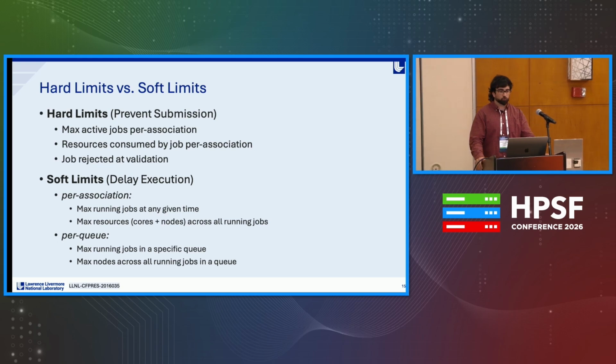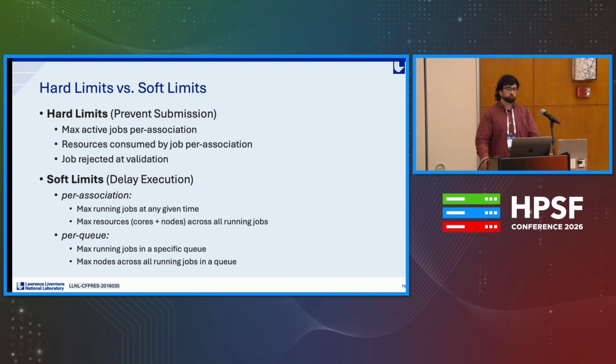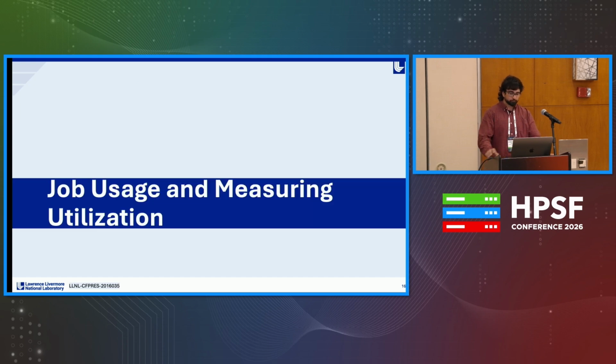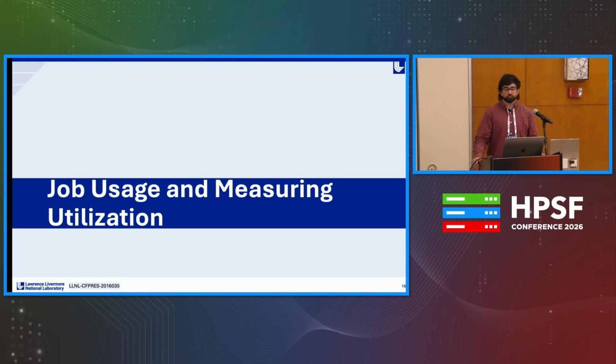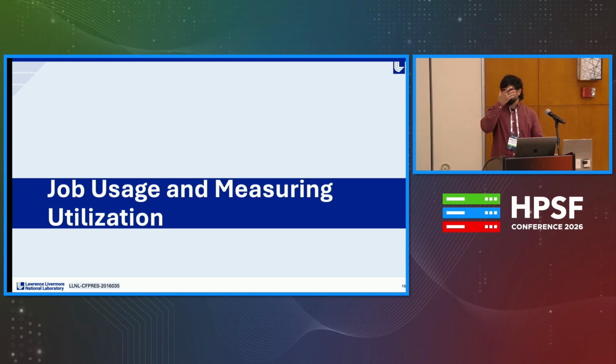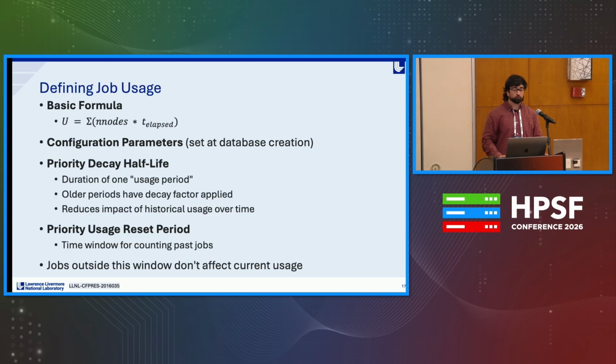These limits are enforced both at the association level and the queue level, depending on what your site considers important. Maybe you like both or none at all. And then lastly, we'll look at how job usage is calculated and how system utilization is measured and the role that it plays into actually determining job priority in future submissions.